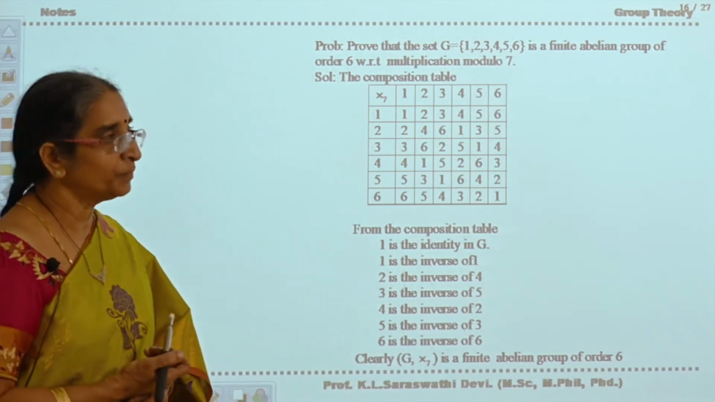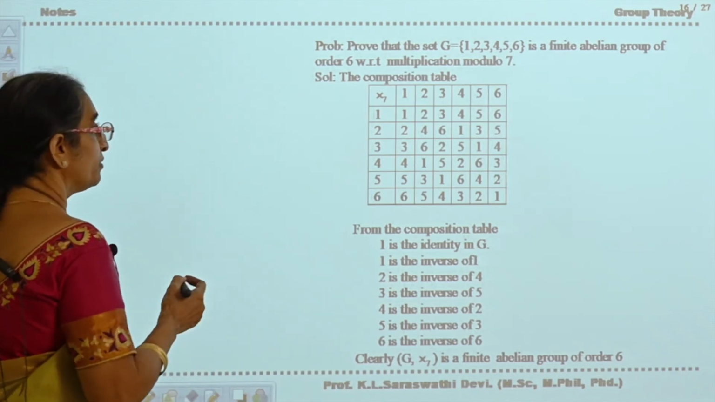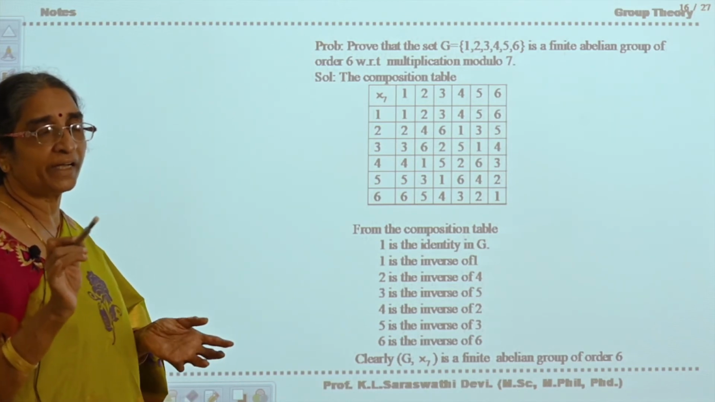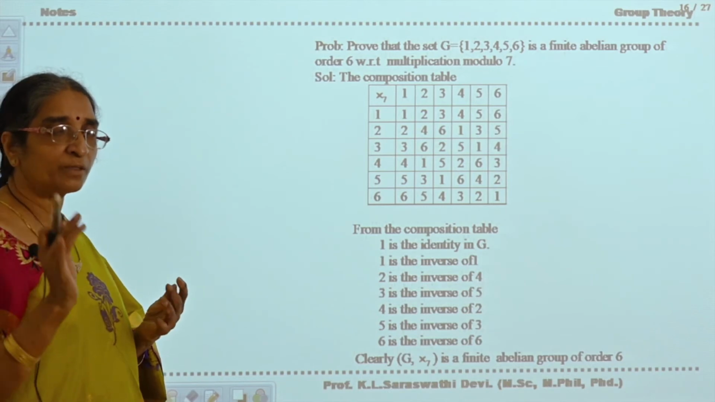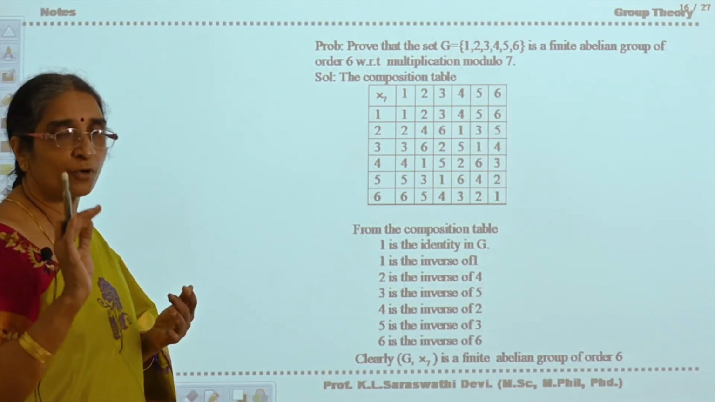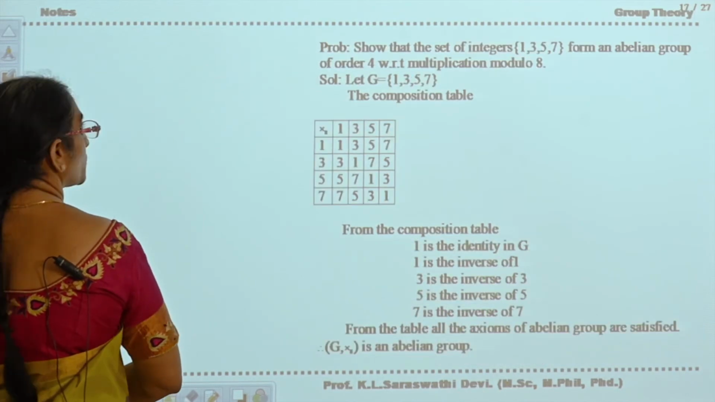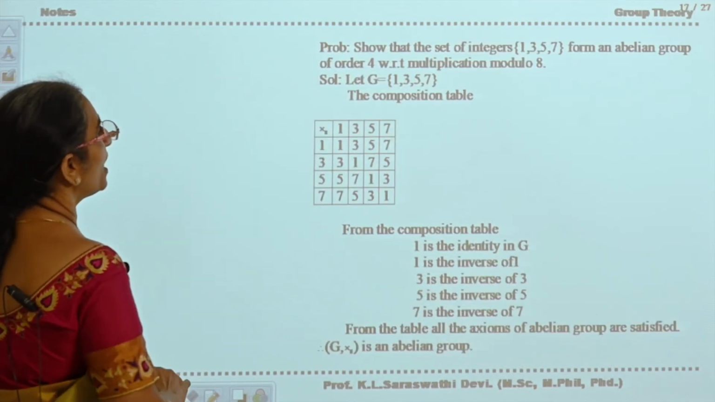Now, is it clear how to verify whether the given finite set is an abelian group or not? I think you got a clear idea about addition modulo, multiplication modulo, and how to verify the properties of an abelian group from the composition table. Okay. Now see, this is another problem.